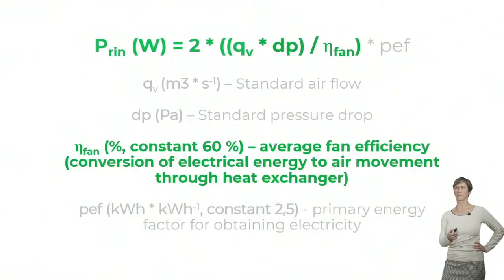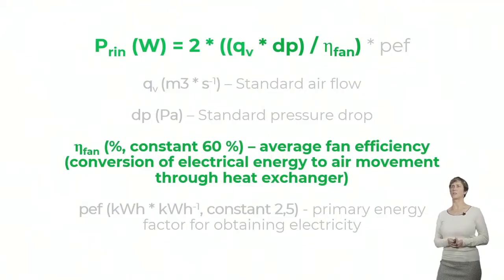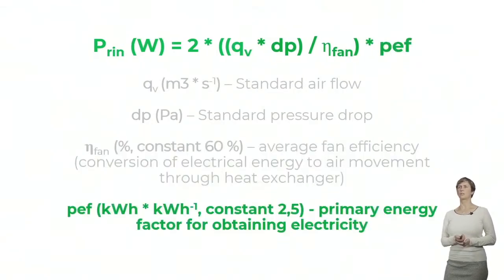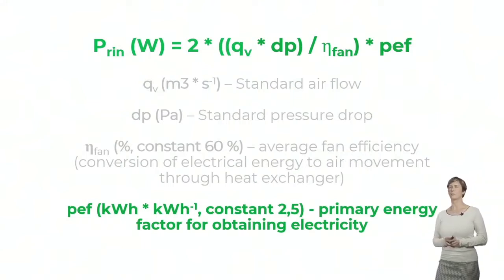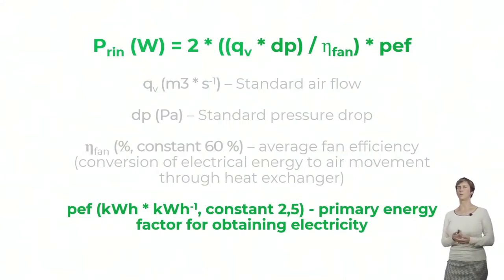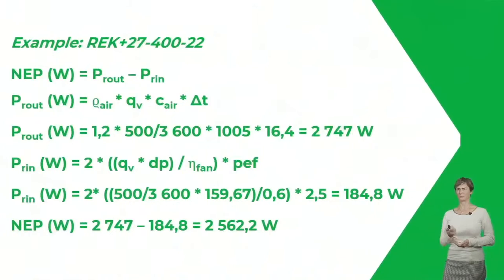It's the constant which is mostly common in this kind of calculations and kind of applications. And then we have constant 2.5, that's a primary energy factor for obtaining electricity. Maybe you know this number from other similar calculations which you do when you are designing new units. So that's the second part of the formula.